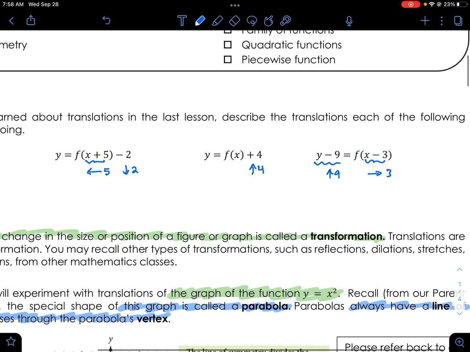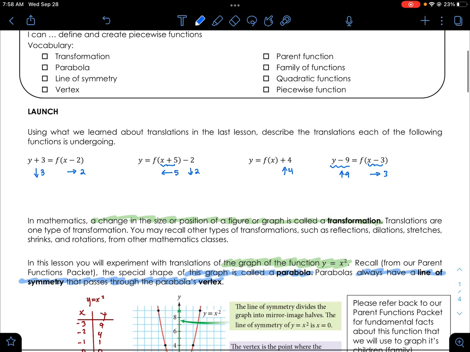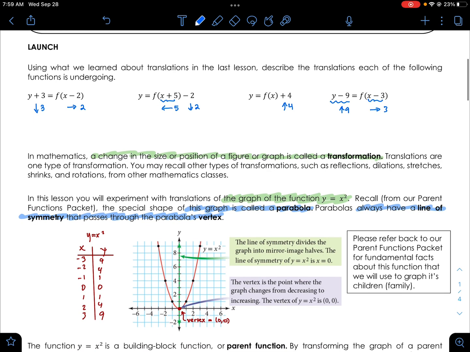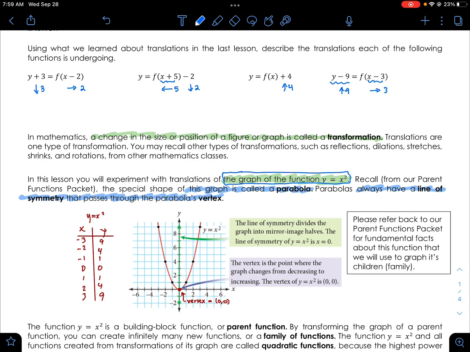And what we're going to do today is use this information that we learned about translations in the previous lesson to start doing this with actual equations. So again, when we change the size or position of a figure or a graph, it is called a transformation. The graph that we're going to start with today is y equals x squared. In order to talk about this, we do need to remember a few things about y equals x squared. That is called the quadratic function.